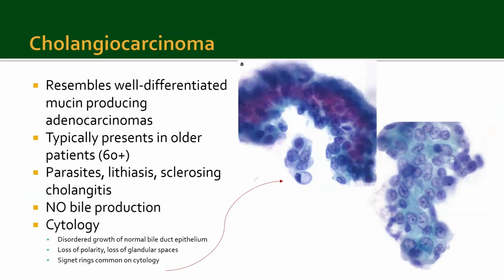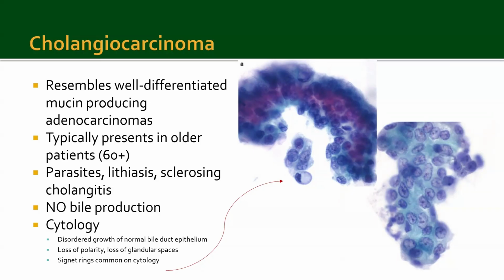For the next malignancy, I'll just briefly discuss cholangiocarcinoma. These resemble well-differentiated mucin-producing adenocarcinomas. These typically present in older patients, so about 60 years old and up. These are associated with parasites, lithiasis, or sclerosing cholangitis. A big thing with these is that there's no bile production. So if you see bile duct cells and bile, you can favor more of a benign process.